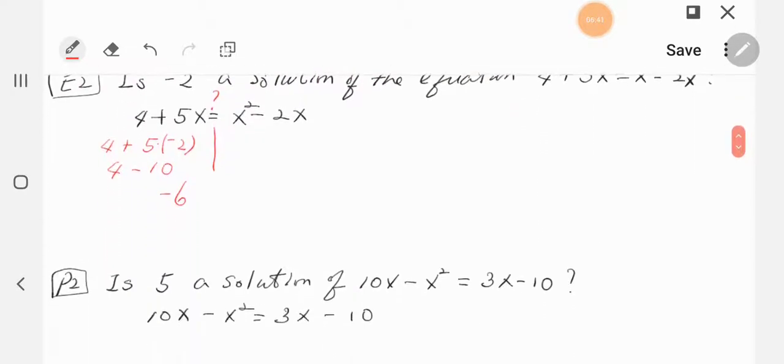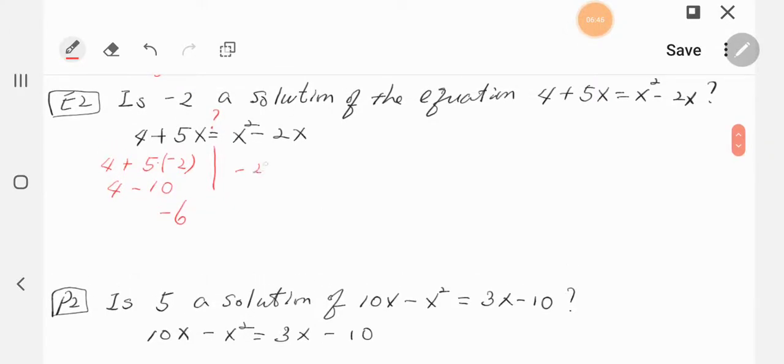Okay, the right-hand side, same thing, x squared. So x is -2. So (-2) squared minus 2 times -2. Then -2 times -2 is 4, positive 4. Then -4, which is 0. This is not right. So -2 does not satisfy the equation, which means the value of the left side and the right side of the equation is different. So -2 is not a solution. The answer is no, -2 is not a solution.